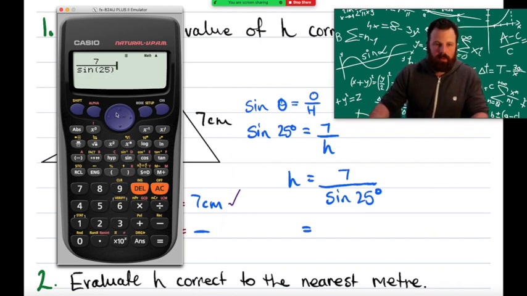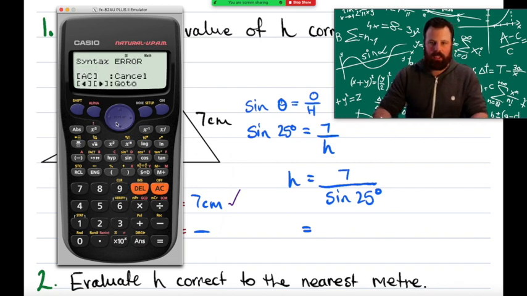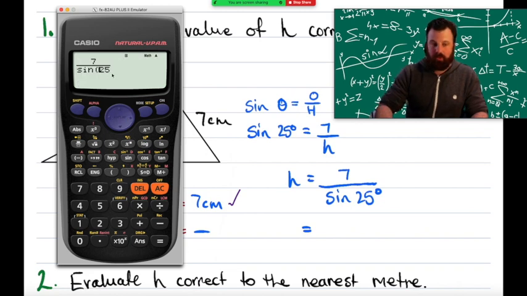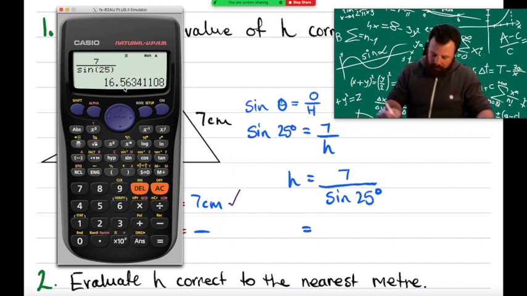Super important to remember to close our bracket, because if we forget to close our bracket, our calculator is going to go syntax error, and that just means we forgot to type something. So what we need to do, just close our brackets, and to 1 decimal place, that 6 at the end there makes that 5 round up. So we get 16.6 centimeters.